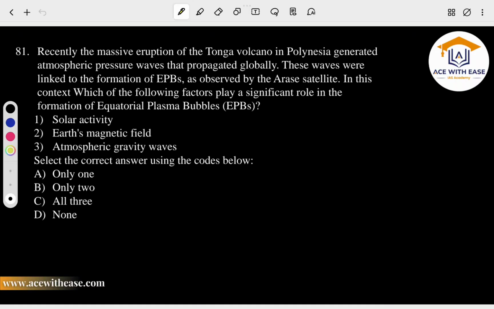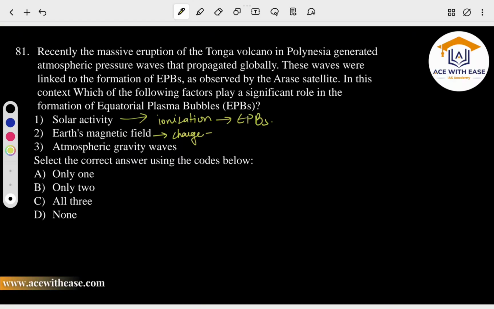So, solar activity, yes, it forms an important one, because high solar activity will increase the ionization. So, high solar activity increases the ionization, which will lead to the development of the EPBs. Second, magnetic field, even this will change the direction of the ions that are present.